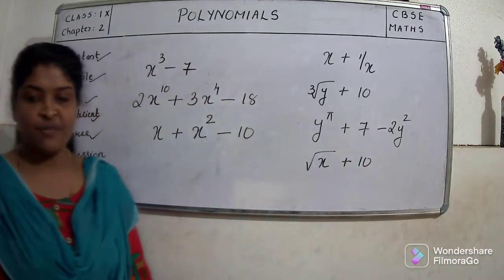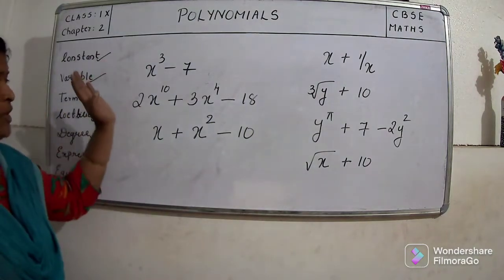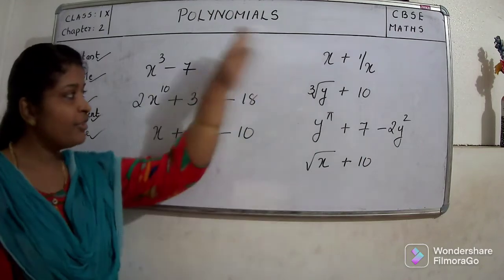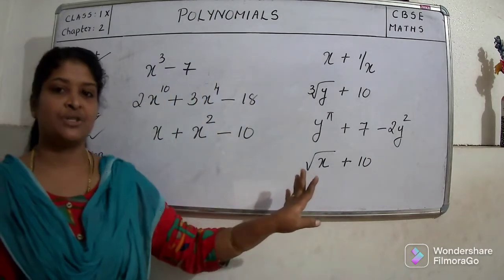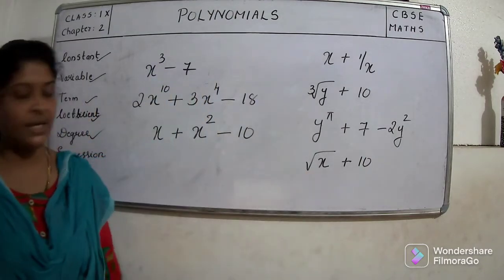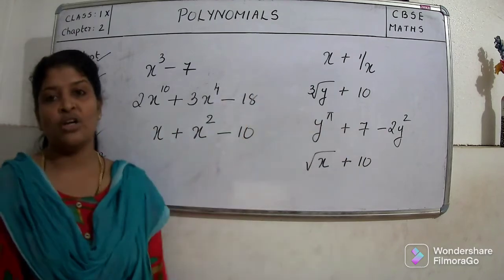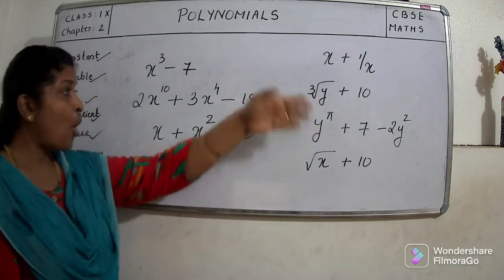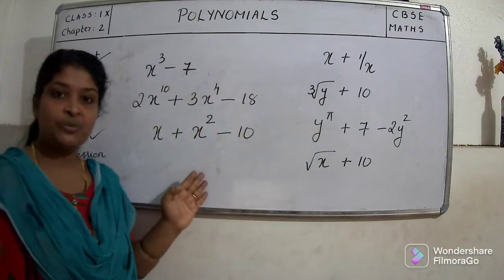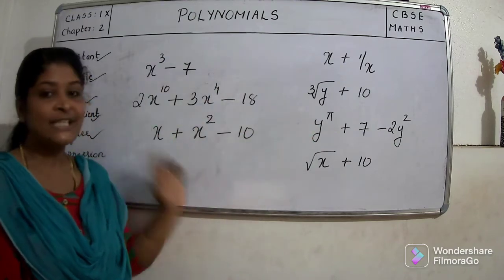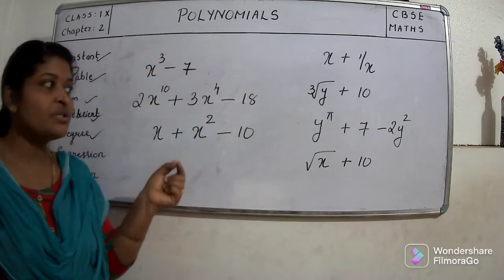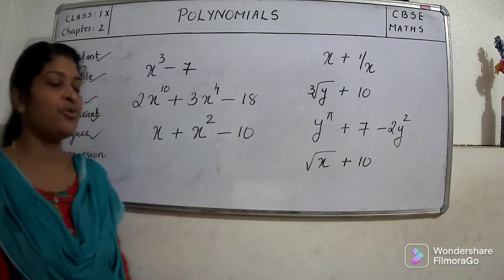These are some examples. How many examples have I written? Total 7 examples. Everything is an algebraic expression. If we use the equality, everything would be an equation also. So all 7 are algebraic expressions, but all 7 are not polynomials. That is the difference, and we have to know what the difference is.